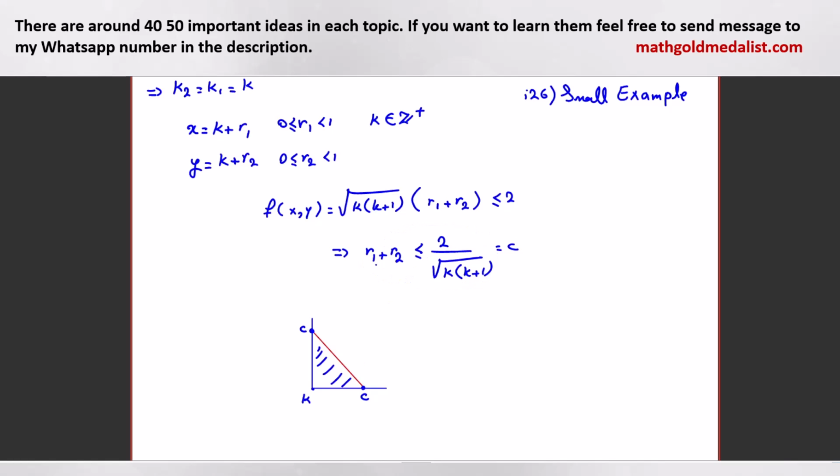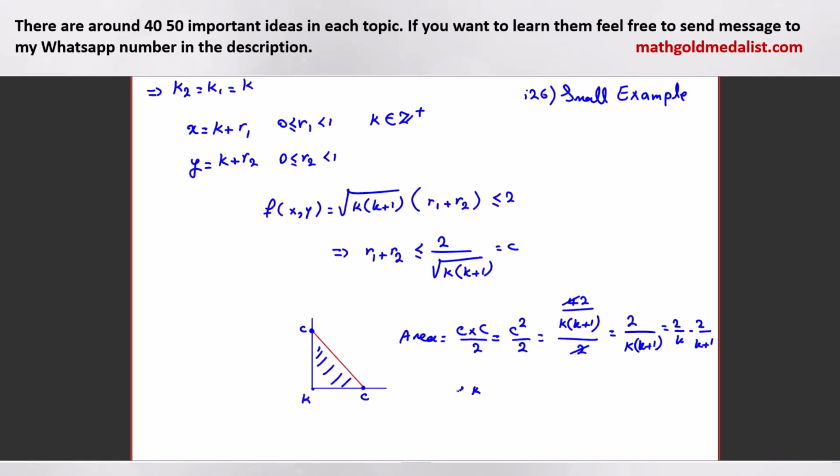Now we can say r1 plus r2 is at most C, so the area in this case is what? It is C times C over 2, which is C squared over 2. C squared is 4 over k times k plus 1, over 2, which, if we simplify, is 2 over k times k plus 1, which is 2 over k minus 2 over k plus 1. And this k can be what?